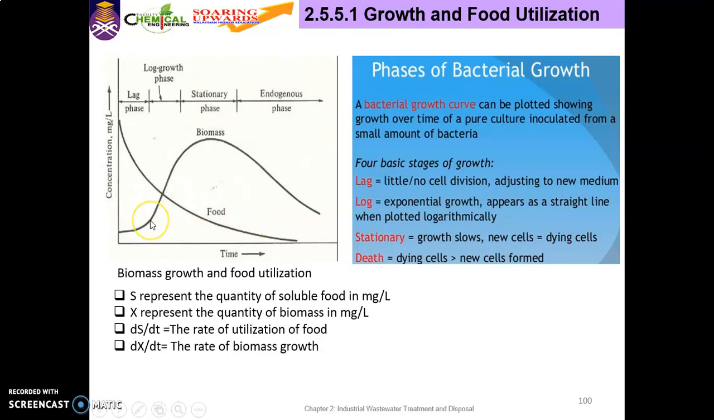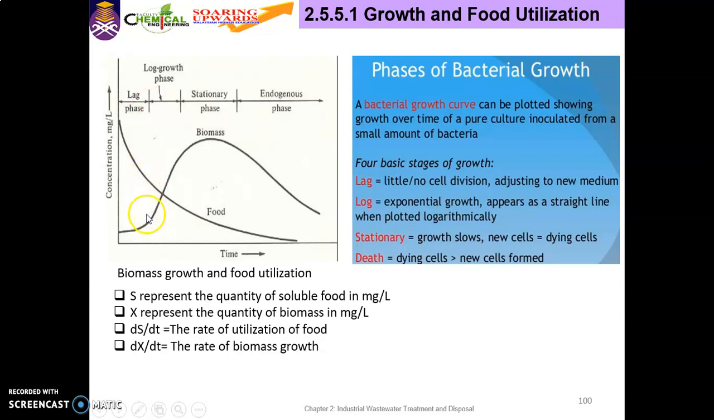Let us look at the first phase, the lag phase. What is the lag phase? Lag phase represents how the microorganisms adapt themselves to the wastewater. When we put microorganisms into the wastewater, they need time to adapt themselves to the environment. If you look at the biomass graph, it increases slowly.